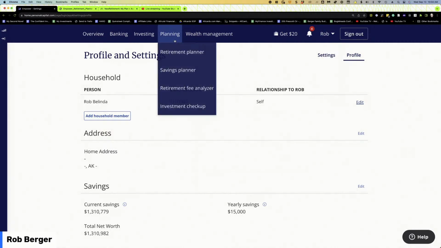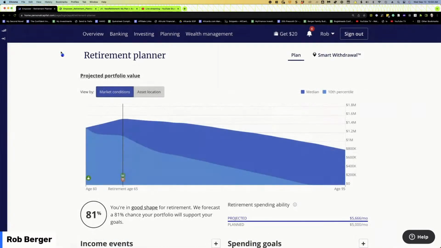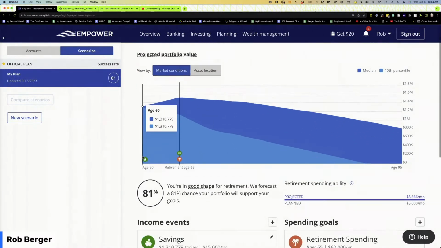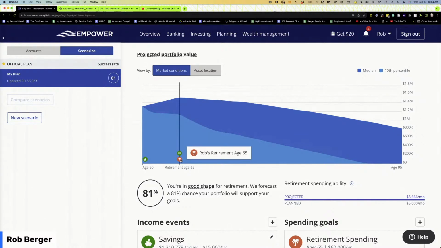And once you do that, then we can go back to retirement planner, and I'm going to open this up. So we have a base plan. In this hypothetical, the person is 60. They're going to retire at 65. That's what the little palm tree there is. And they're also going to start taking Social Security. And we'll look at how they came up with that number.